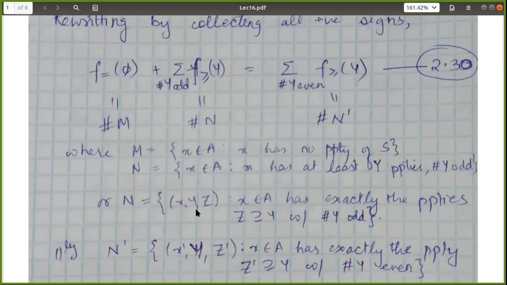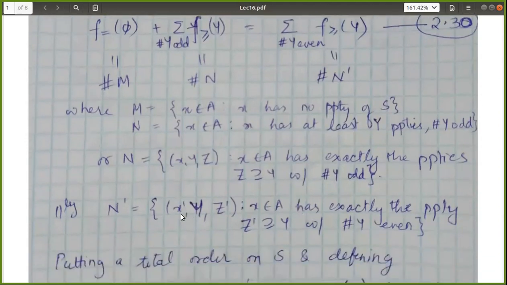Yes. Okay. And just how you would do this for y odd, similarly, you can do this for y even, where you collect all the triples x prime, y, z prime, such that x prime is in A. Okay, so some prime is missing here. So x prime is in A. It has exactly the properties that are there in y, z prime. Z prime contains y, and the cardinality of y is even, right?